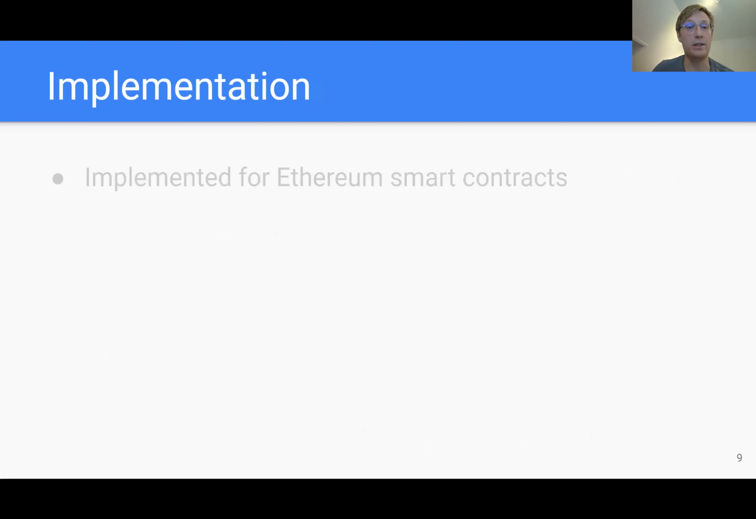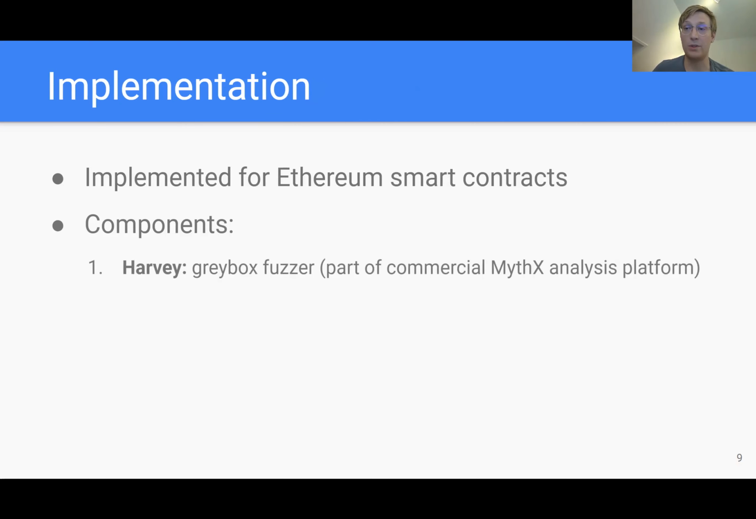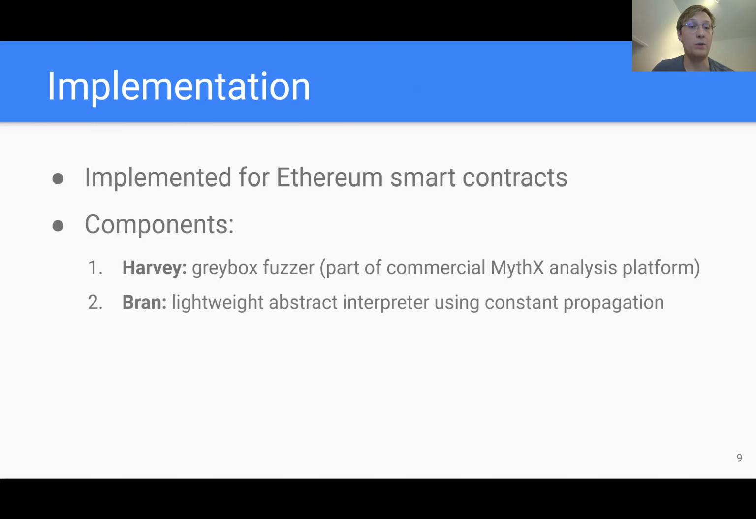We implemented this in a fuzzer for Ethereum smart contracts, and it has two main components. First, there's the existing Harvey Greybox fuzzer, which is part of a commercial analysis platform called MythX. The new component is Bran, and this is a lightweight abstract interpreter that uses a simple constant propagation domain.